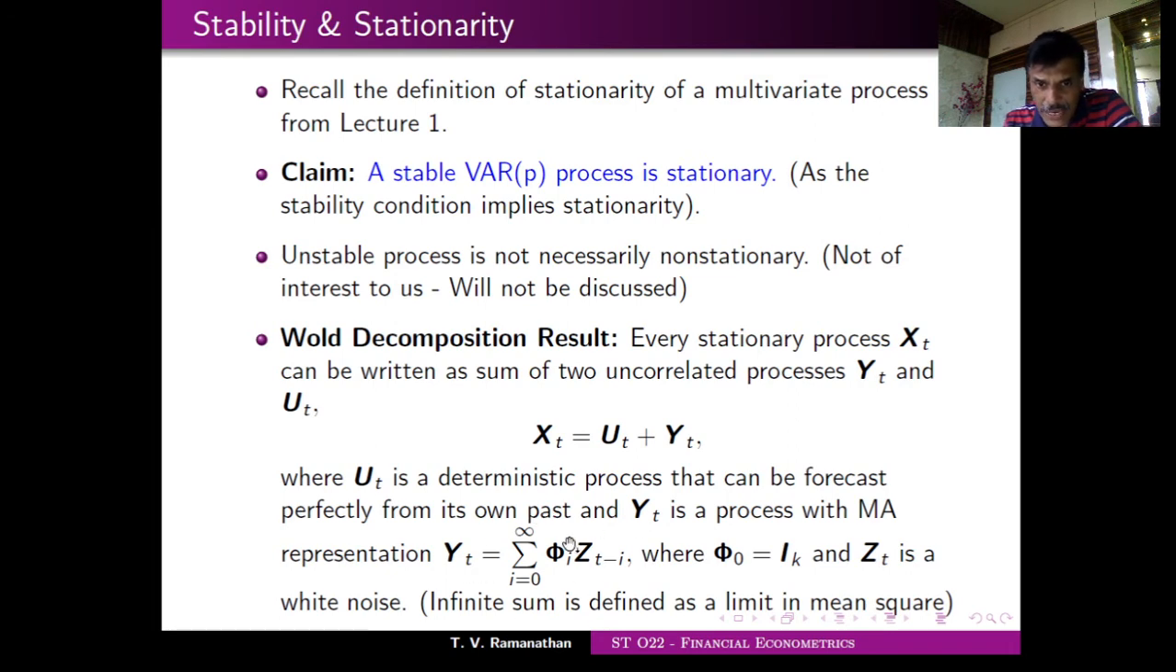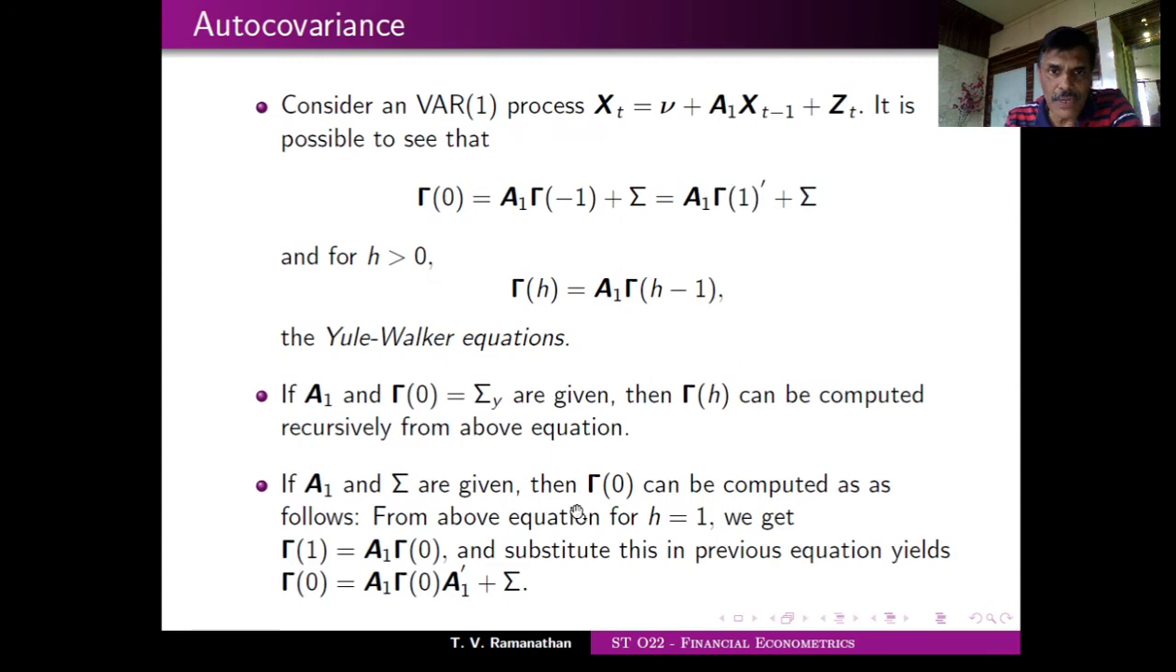And once I write infinite, I have to make sure that it converges in mean square. So my coefficients, these matrices, have to have the property that, of course, this is 0, I take ik, and the rest of them should be such that this is absolutely summable. We are not claiming the absolute summability at this stage, but absolute summability is a sufficient condition for this to exist. So this is what Wold decomposition results. What are you decomposing? Any stationary process can be written as a predictable process plus a moving average, an infinite moving average. Okay, so this is what we are talking about.